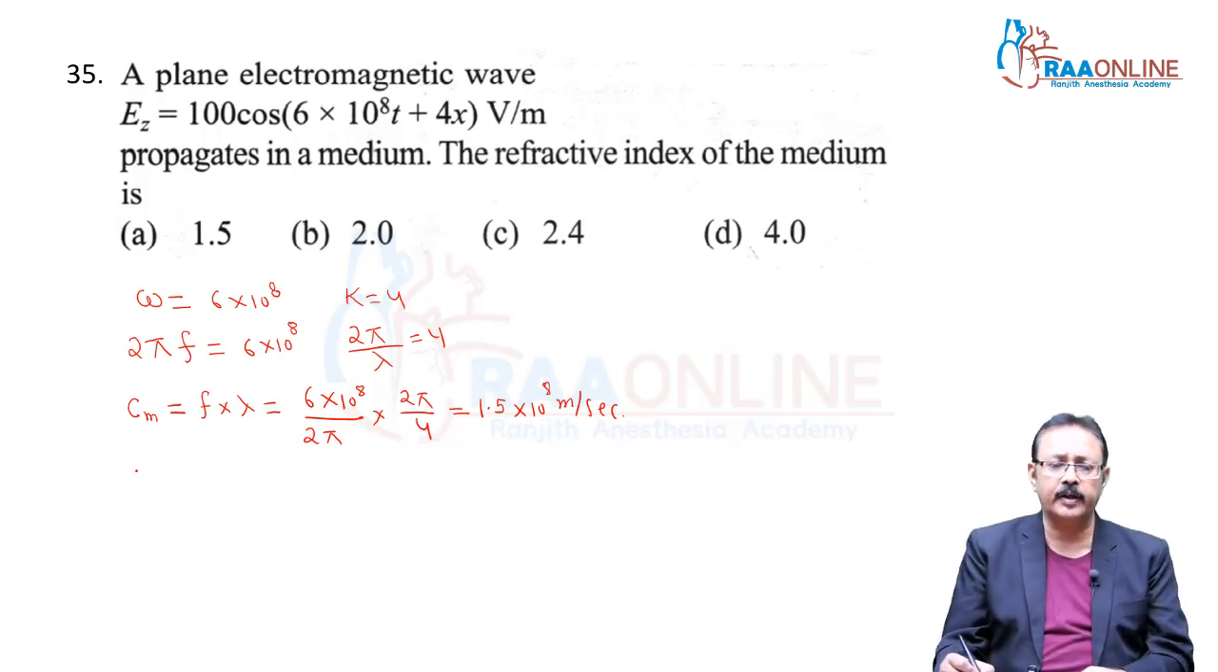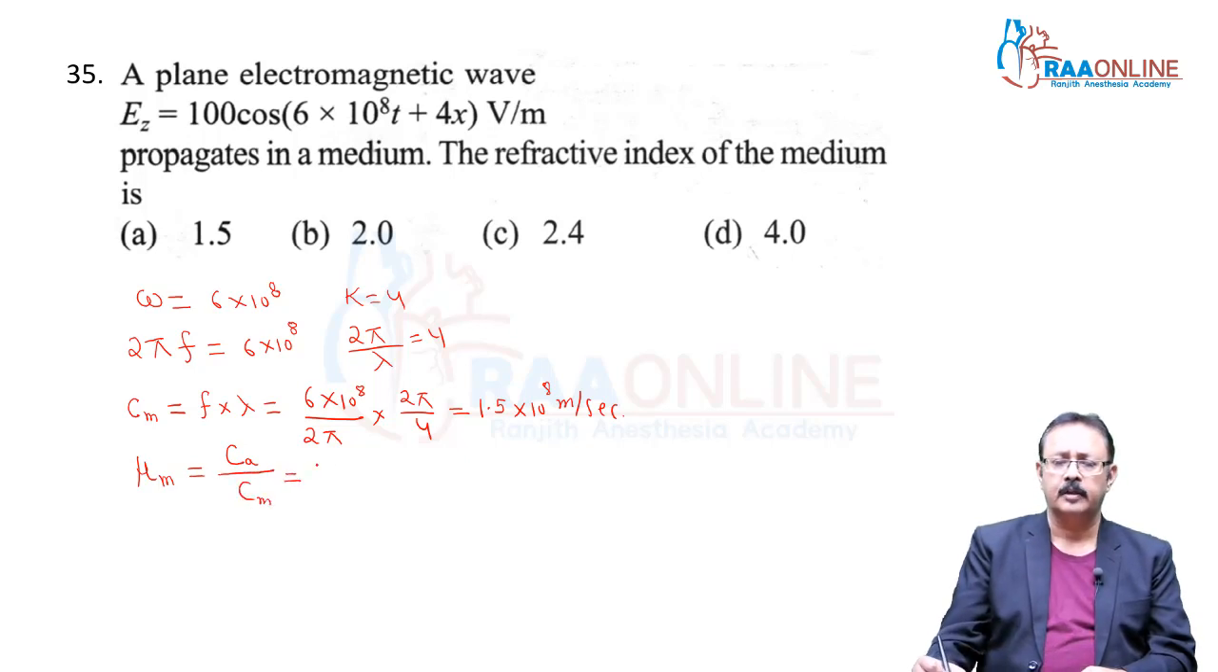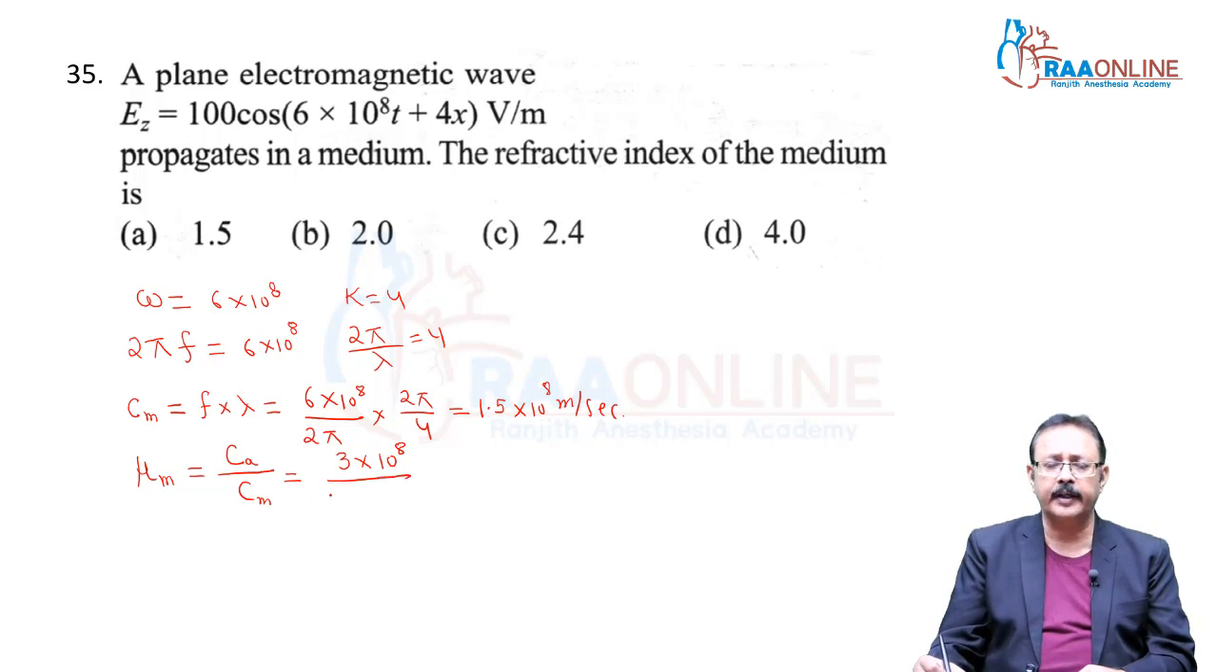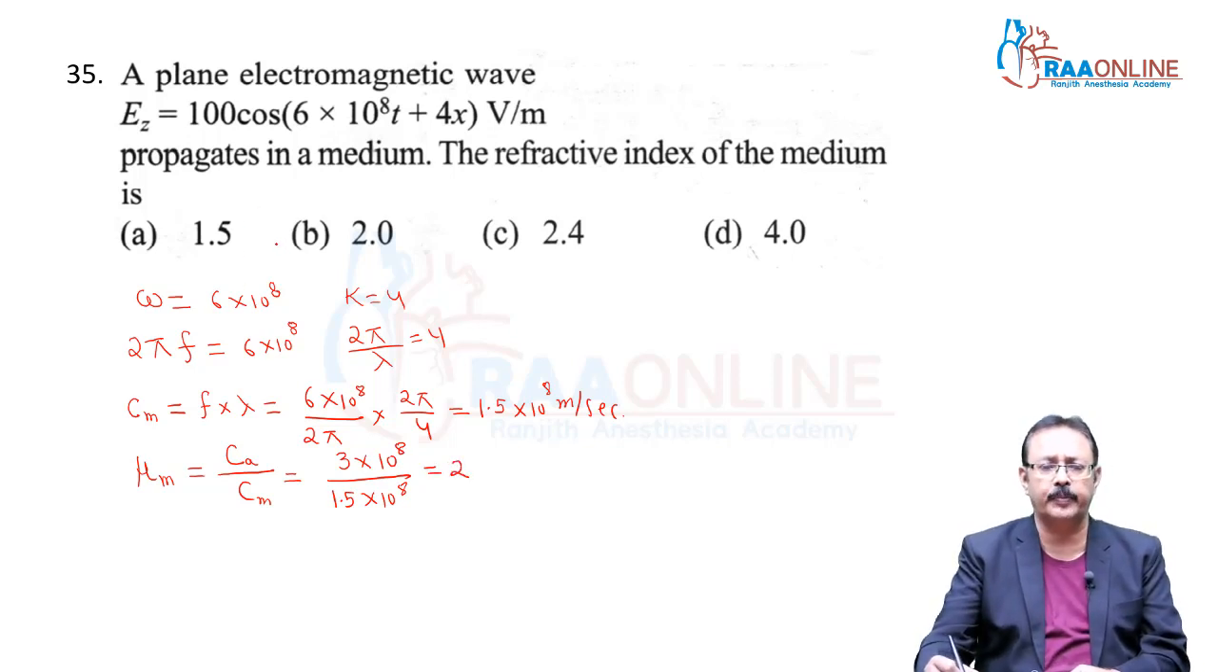But we know, what is the refractive index of any medium? Speed of light in air or vacuum upon speed of light in medium. We know that the speed of light, means electromagnetic wave, in air or vacuum is 3 into 10 to the power 8. What are we getting here? 1.5 into 10 to the power 8. So refractive index should be 2. So we will go with option B.